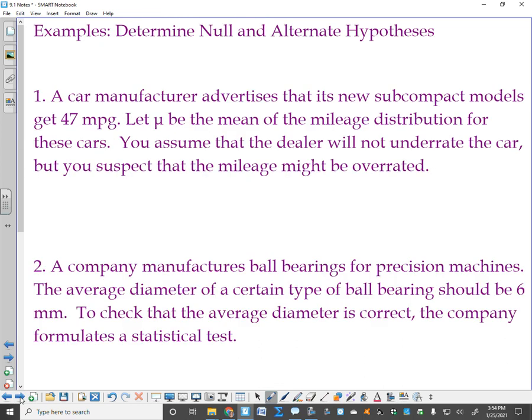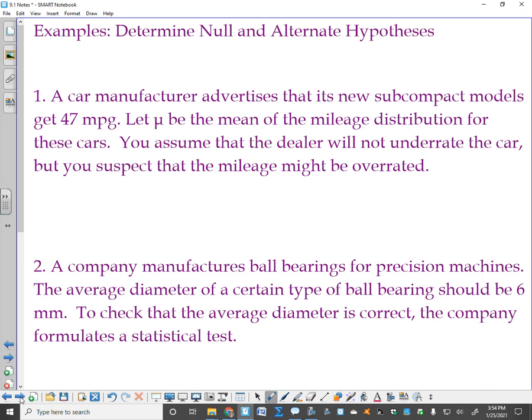Okay, examples. We want to determine the null and the alternate hypothesis. Okay, here we go. A car manufacturer advertised that its new subcompact models get 47 miles per gallon. That sounds like a claim. Let mu, because this is an average, not a proportion, let mu be the mean of the mileage distribution for these cars. You assume that the dealer will not underrate the car, but you suspect that the mileage might be overrated. So think about it.